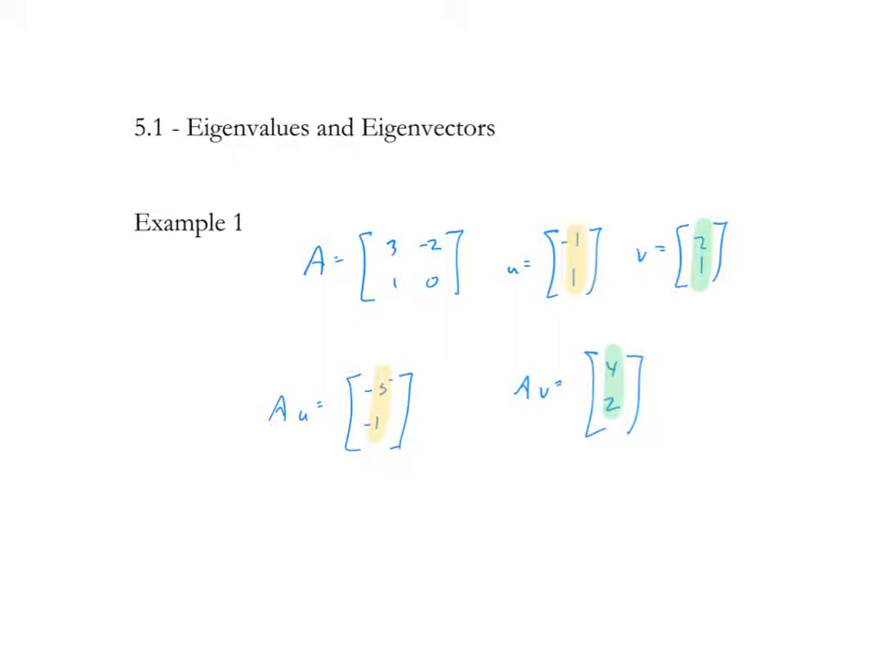If you take a look at this product, what you see is that A times V is equal to twice the V vector. So it's scaled V by a scalar of 2, but it points in the same direction. And from U to A times U, the same thing did not happen.